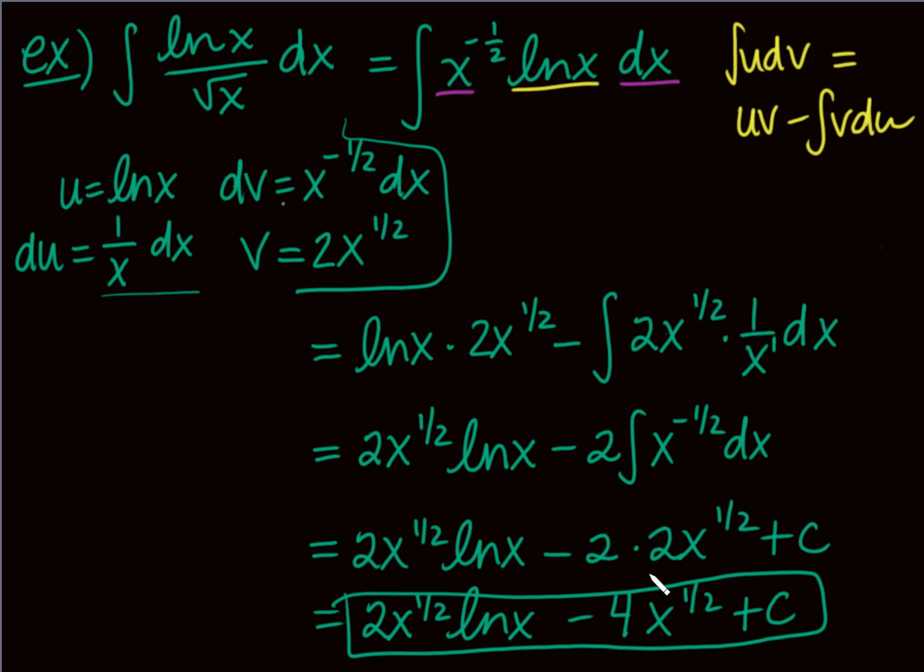So that's my antiderivative. So whenever there's a natural log involved, I'm going to tell you this right now. Whenever you're doing an integration by parts with natural log involved, you must let u equal natural log. That's the only way it's going to work. Okay. All right, one more example, and then I'm tired.